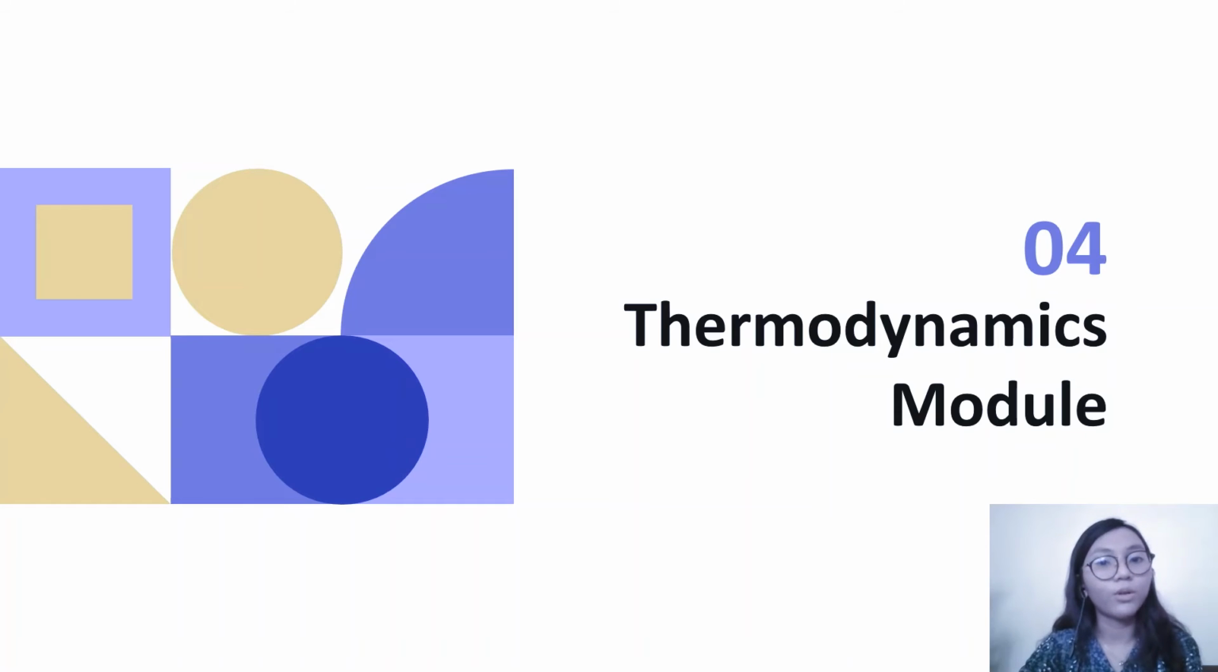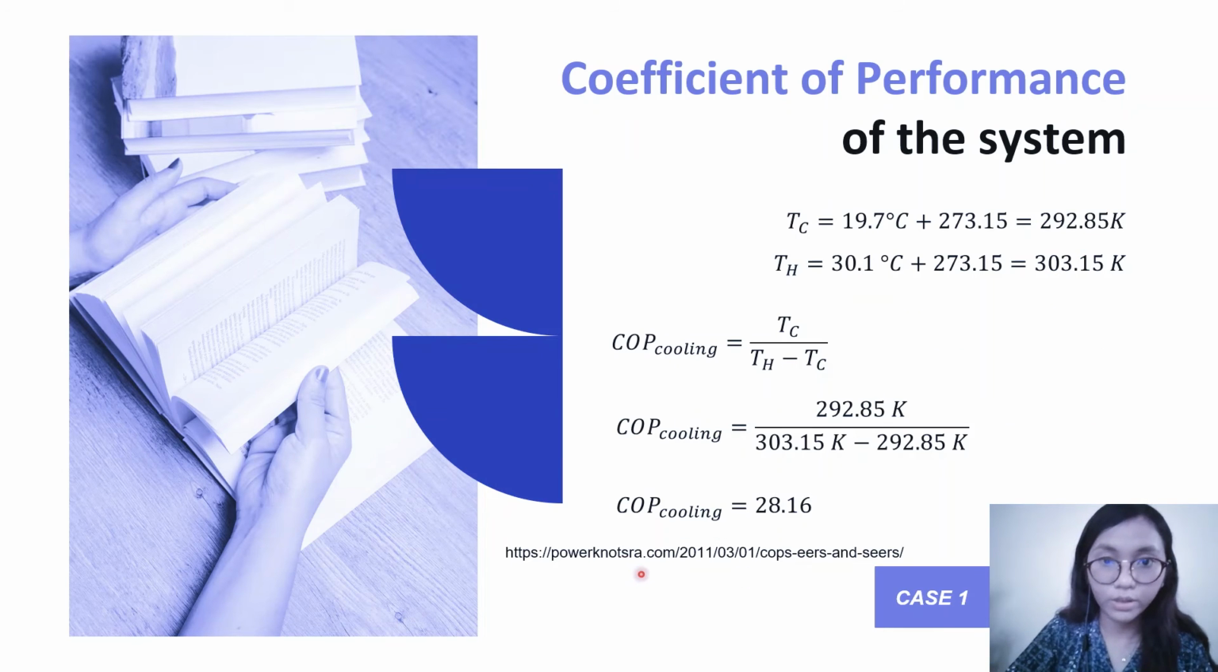Last module, using a thermodynamics principle. Instead of calculating the efficiency of the system, we are able to calculate the coefficient of performance, or COP, of the system from the data collected. By assuming the cycle as a reverse Carnot cycle, from both cases as shown in the last table, we can compare the COP when the fan is turned on and when the fan is turned off.